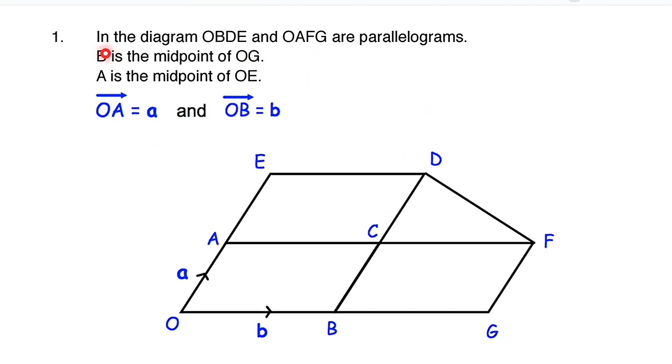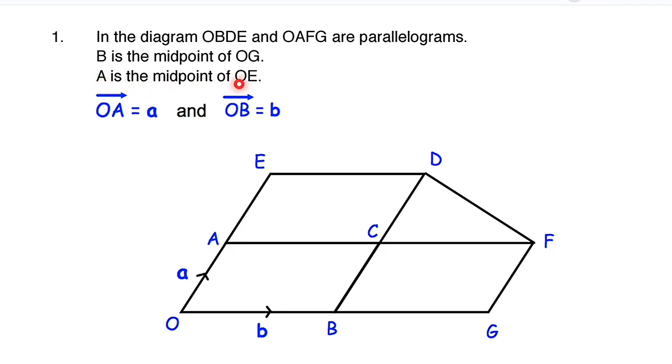Question number 1 reads, in the diagram, which is this one, OBDE and OAFG are parallelograms. So it means that this one here is a parallelogram, likewise this. I remember in a parallelogram, opposite sides are equal and parallel. B is the midpoint of OG. Where is OG? This is OG. So if B is the midpoint, it means that it divides this line equally. So if OB is B, then BG is also B.